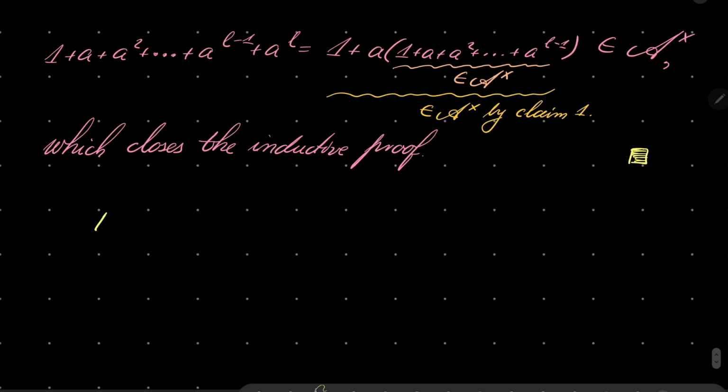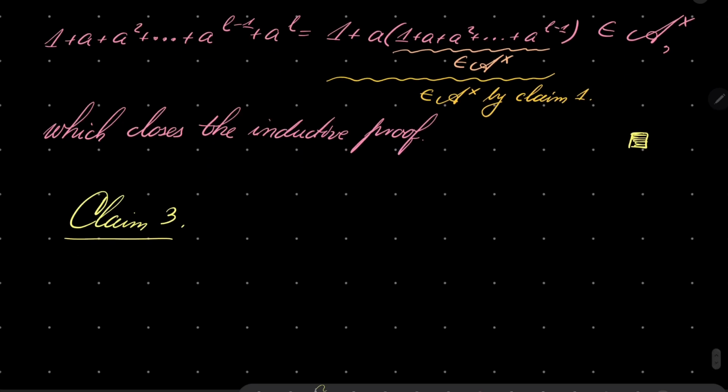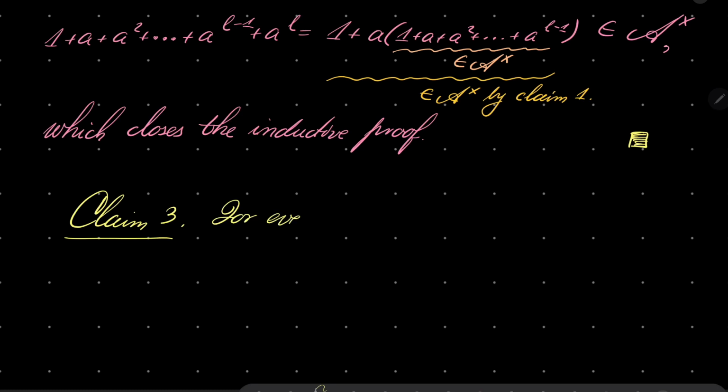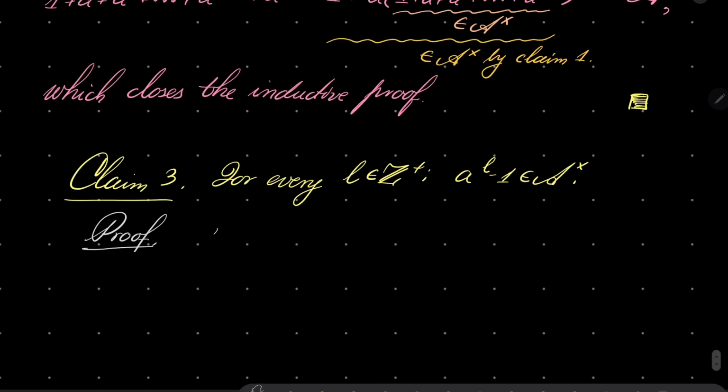And third claim, which follows immediately from the second claim, claim number 3, is that for every positive integer L, a to the power of L minus 1 is invertible. Proof is very straightforward. Proof. Well, a to the power L minus 1 can be factorized as a minus 1 times a to the power L minus 1, plus a to the power L minus 2, and so on, plus a plus 1.